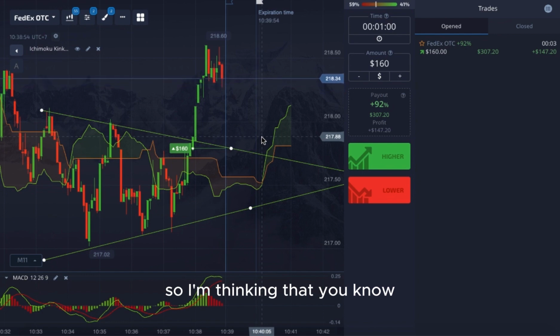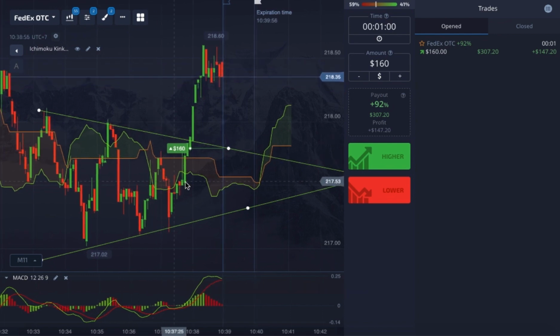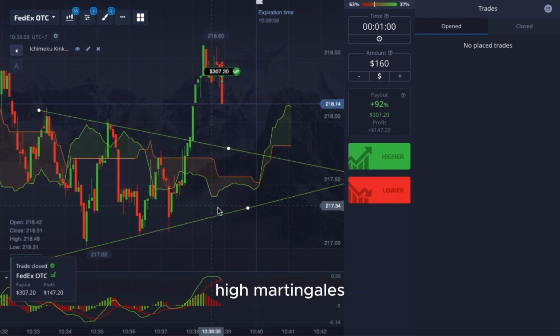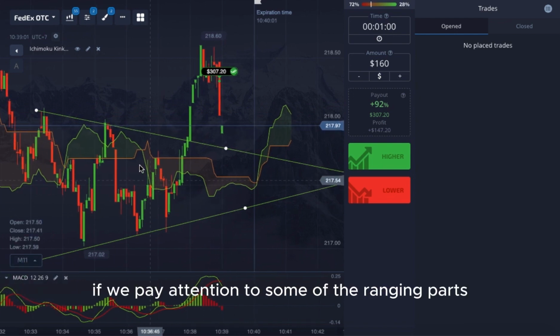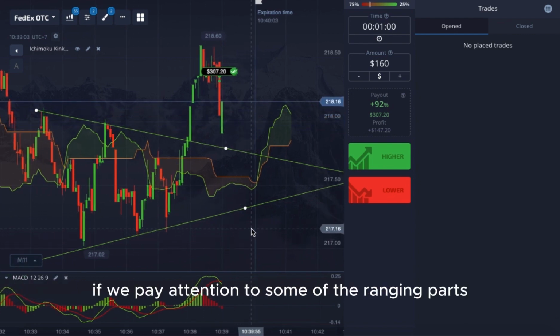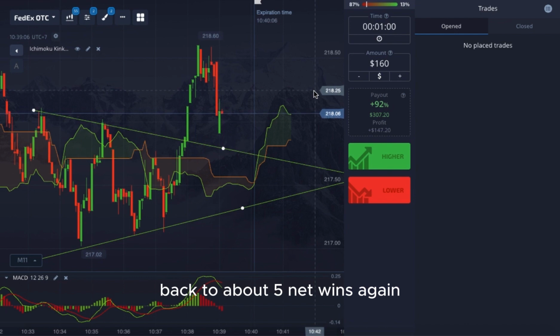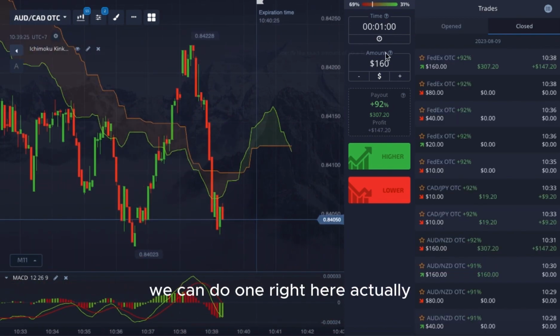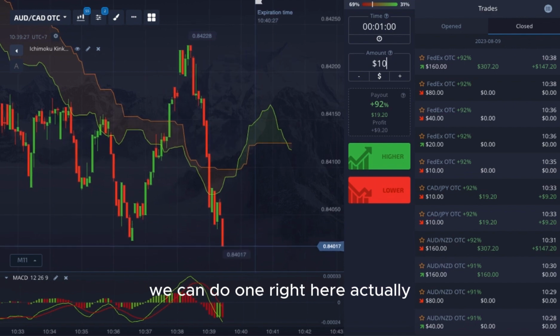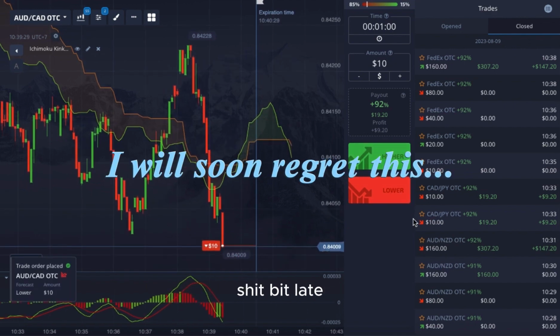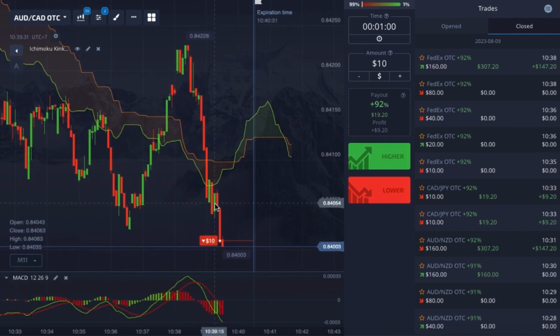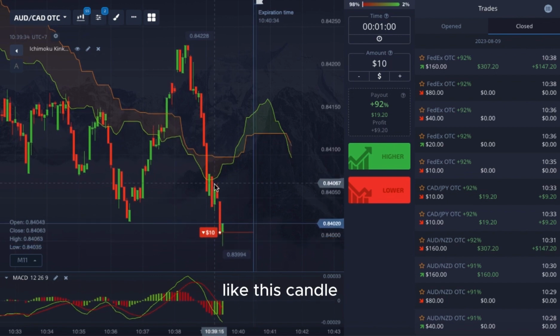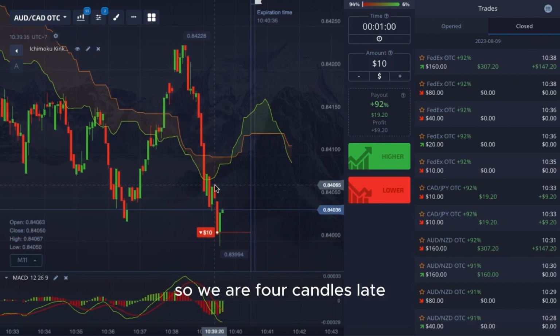So I'm thinking that we can actually avoid some of the high martingales if we pay attention to some of the ranging parts. So now we're technically back to about 5 net wins again, 5 martingales. This is a widening range. We can do one right here. Actually, a bit late. Should have gone in on this candle. So we are 4 candles late.